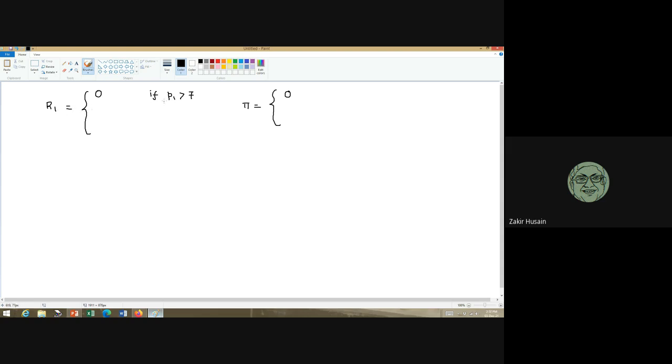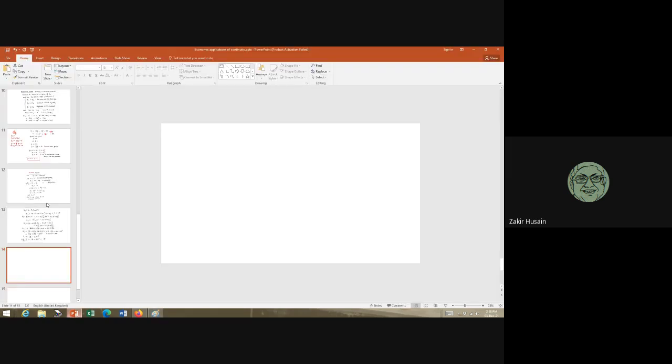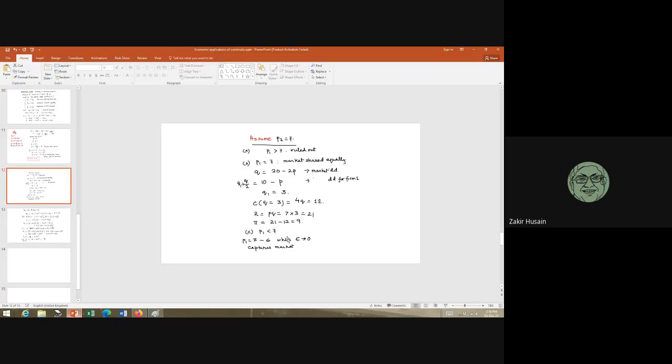Now, the second possibility is P1 is equal to 7. He sets a price equal to the second producer. In that case, the market is shared equally, and we had shown that his revenue will be 21 and his profit will be 9. We had shown this over here. See, revenue, where is revenue? Yeah, revenue is 21 and profit is 9.